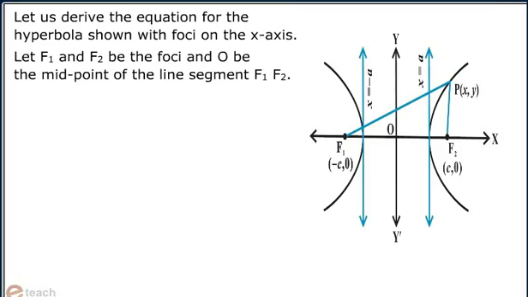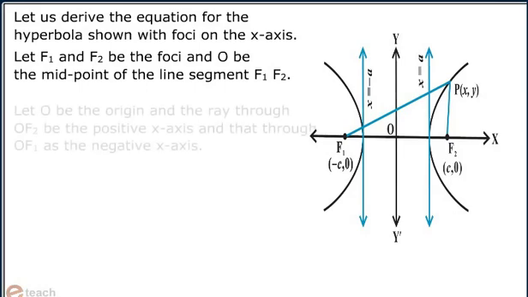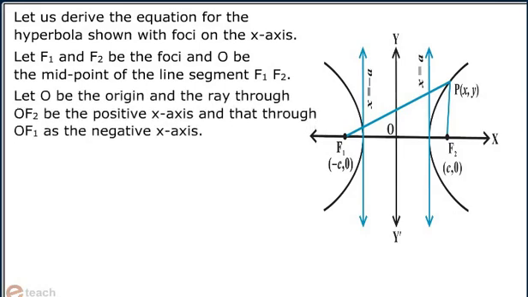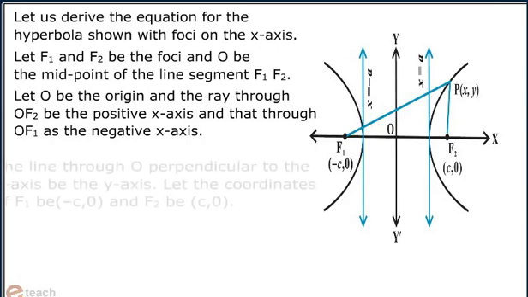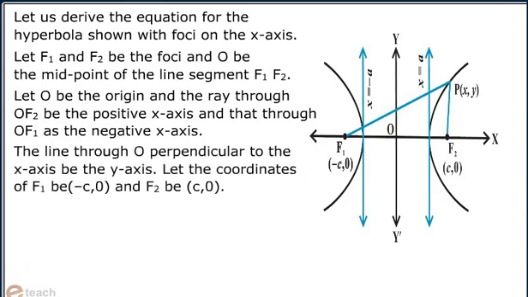Let F1 and F2 be the foci and O be the midpoint of the line segment F1F2. Let O be the origin, the line through O and F2 be the positive x-axis, and that through F1 the negative x-axis. The line through O perpendicular to the x-axis is the y-axis. Let the coordinates of F1 be (minus c, 0) and F2 be (c, 0).